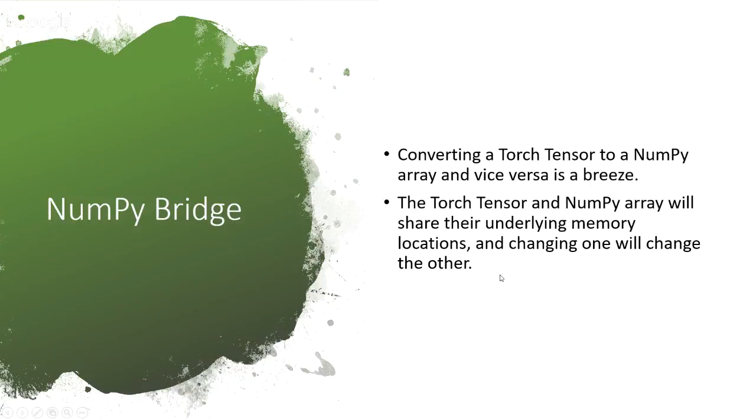So one of the things about PyTorch is that torch tensors especially need to be able to work with NumPy arrays and vice versa. A torch tensor and a NumPy array will share their underlying memory location, and changing one will change the other.